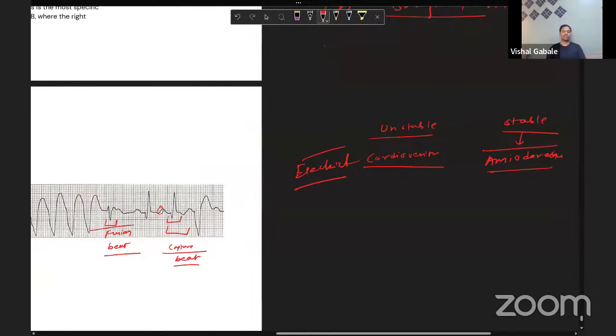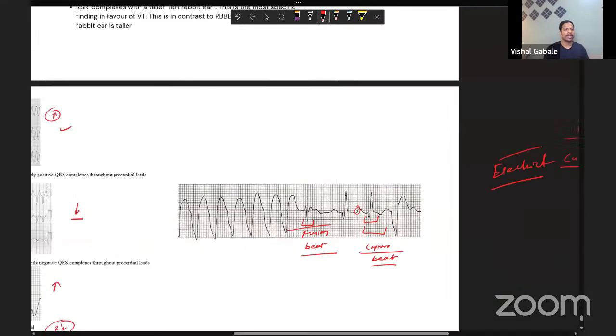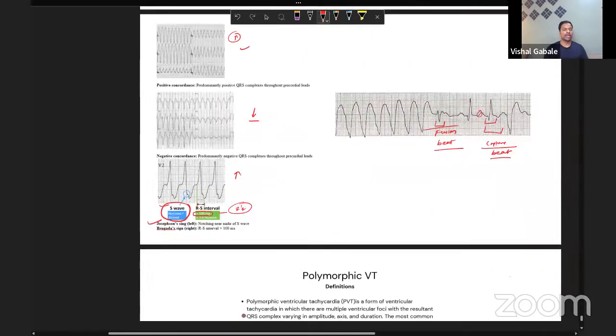So amiodarone is preferred. You can prefer other antiarrhythmic agents like flecainide or ibutilide. Ibutilide and flecainide are also preferred. Got it? Flecainide is one of the drugs that is available orally and that can be kept in the pocket, also called the pocket pill approach. That is your flecainide. So this is about ventricular tachycardia, guys.